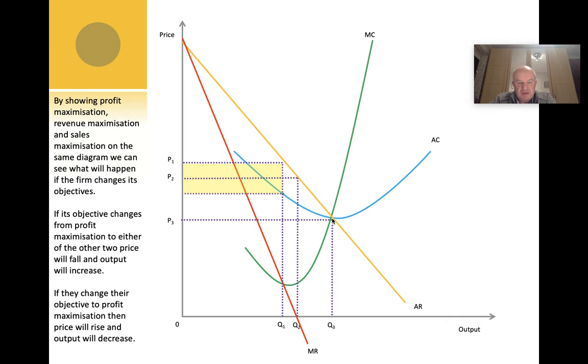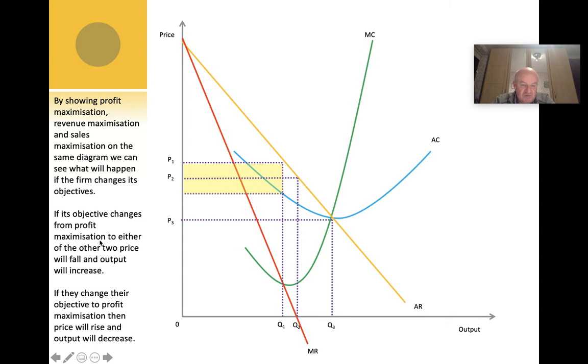You can see in this scenario, though, that there are a number of different positions. So we talked about P1, P2, P3, Q1, Q2, and Q3. In this instance, what we've done is taken each one of those and put those onto the same diagram. So you can see how, if it's profit maximisation, revenue, or sales maximisation, you've got how the firm might choose to change its objectives.